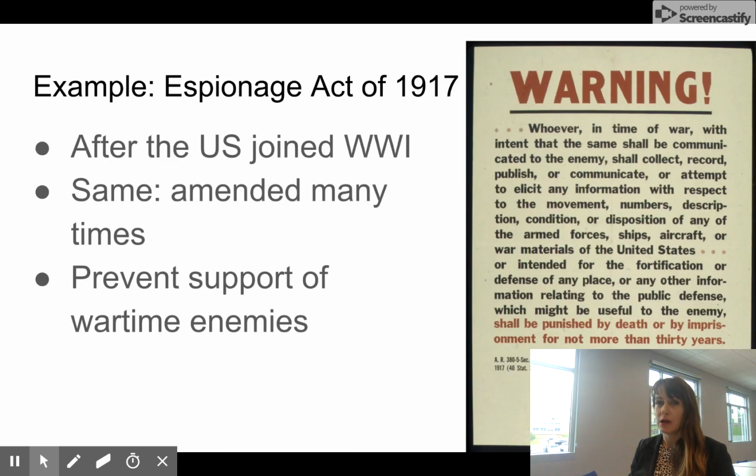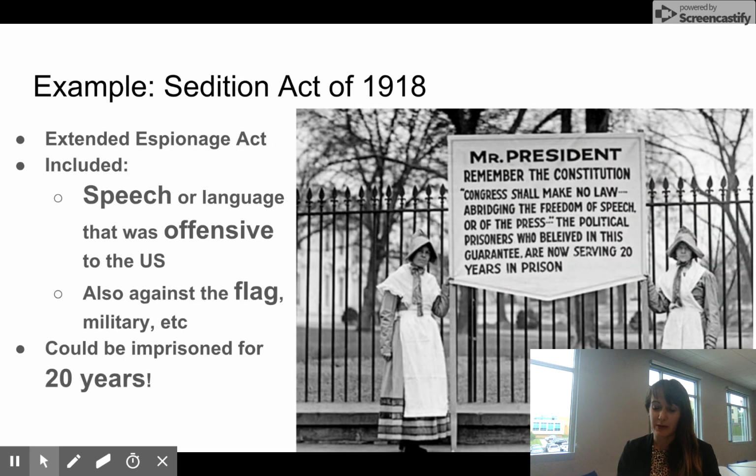An example is the Espionage Act of 1917. This was created right after the United States joined World War I. Just like the Patriot Act, it was amended many times. And similarly, it was to prevent support of wartime enemies. It prohibited interference with military operations or recruitment. It prevented insubordination in the military and basically spying. There was a court case that said this did not violate the freedom of speech, and it's really been contested ever since.